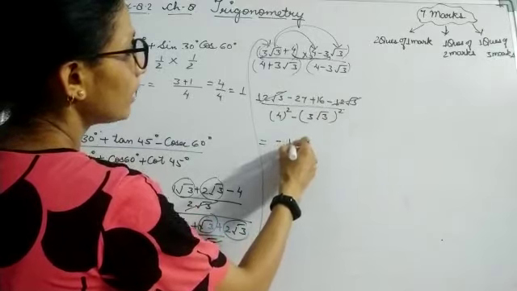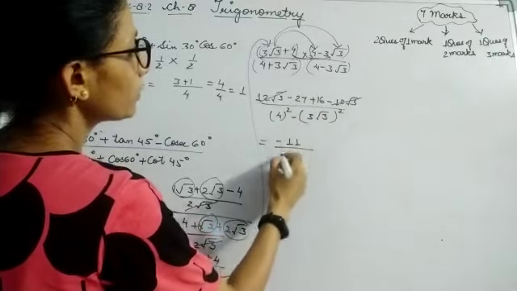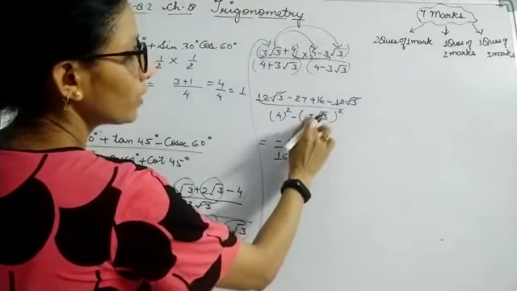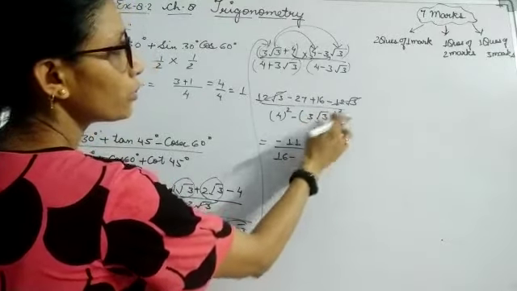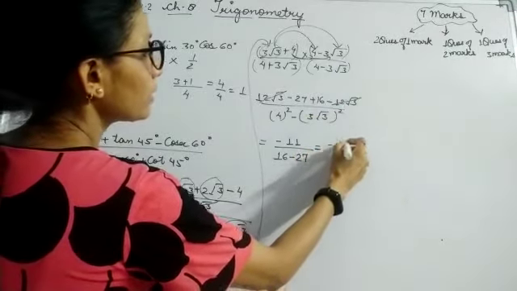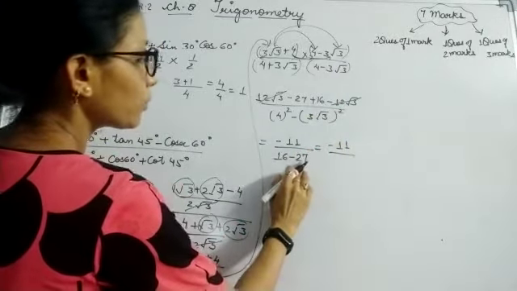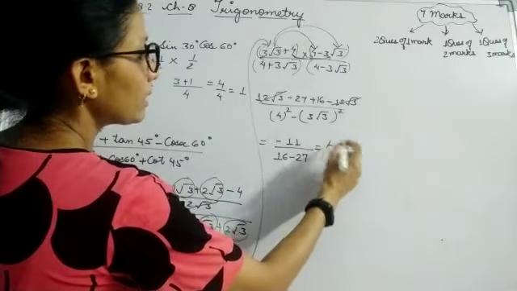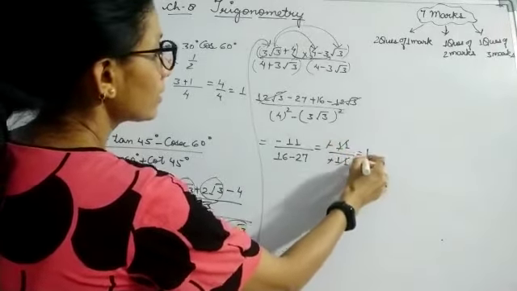minus 11 whole upon, this will be 16 minus 3 root 3. That means 3 square is 9 and root 3 square is 3. So 9 3s are 27. So I am getting it as minus 11. Again subtract it, so it will again be minus 11. So minus and minus gone, and here I am getting it as 1.